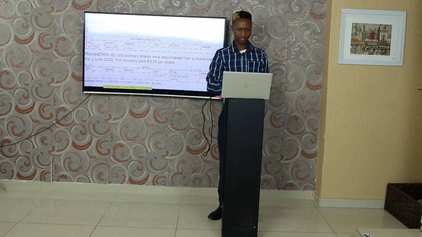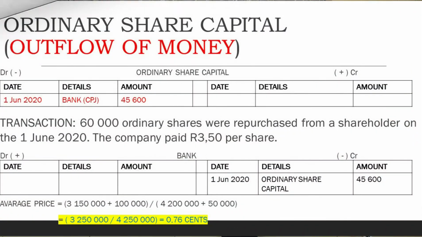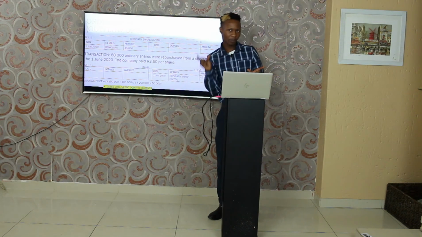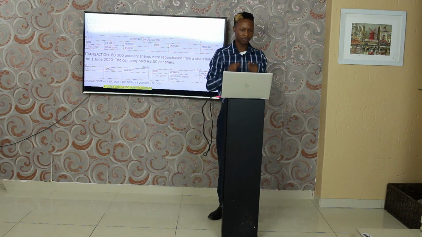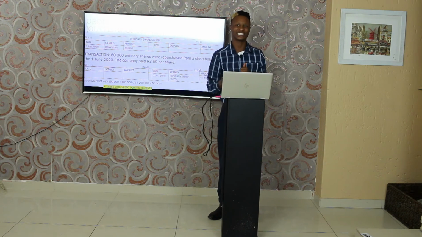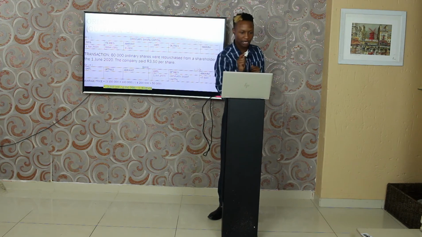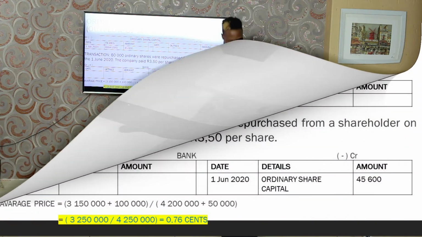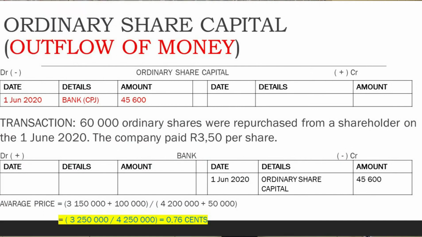You may be given a transaction, for example, 60,000 ordinary shares were repurchased. Guys, you must know those words: repurchased, bought back. You must differentiate issue price and buyback. Issue price, repurchase. You must understand those terms. Now we are repurchasing our shares. We are taking money out of the company to buy shares from another shareholder. It says 60,000 ordinary shares were repurchased from a shareholder on the 1st June 2020.